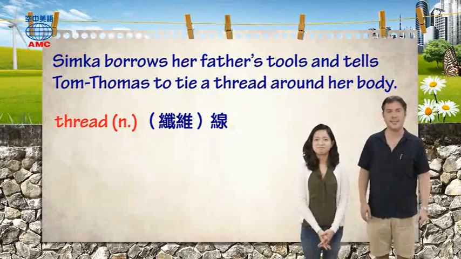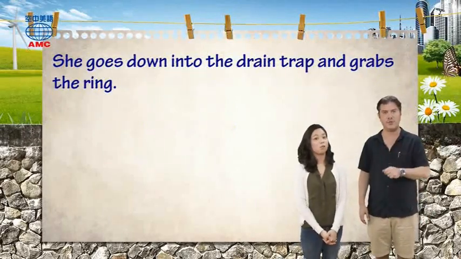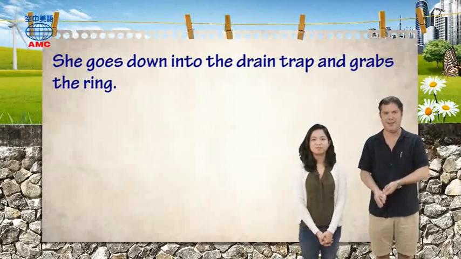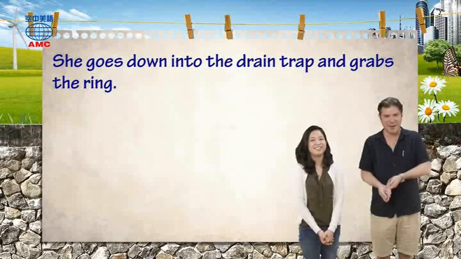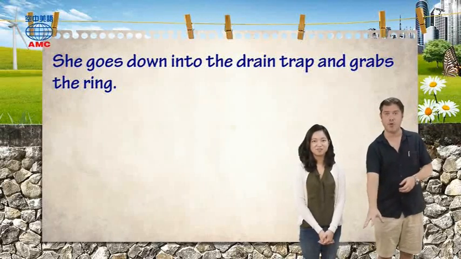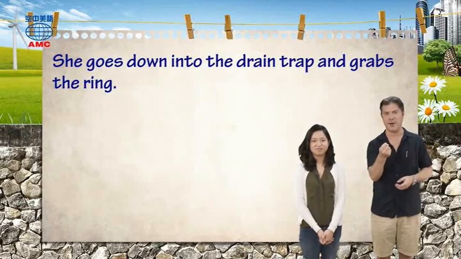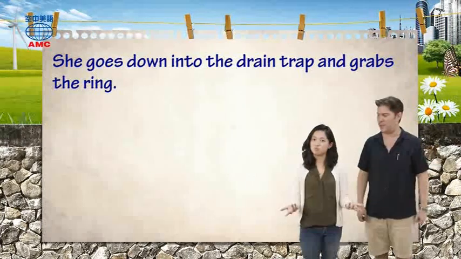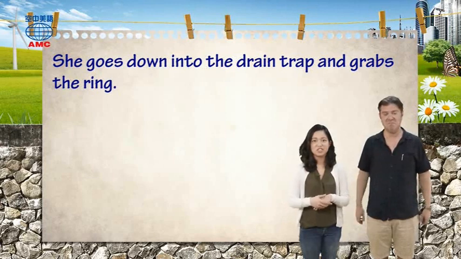Let's read on because it says she goes down into the drain trap and grabs the ring on this sort of simple elevator that they made for her. But they're able to drop her down in there. She can reach out and get the ring in her hand. And then I guess by pulling on the thread, they can get her back safely. Wow. That's the idea. Remember the fixies are tiny.